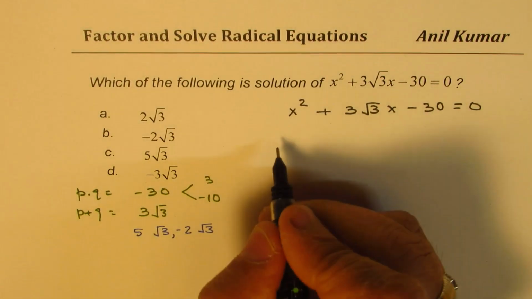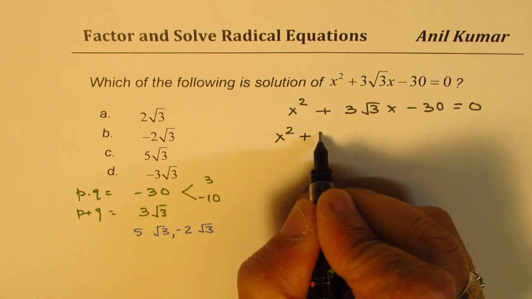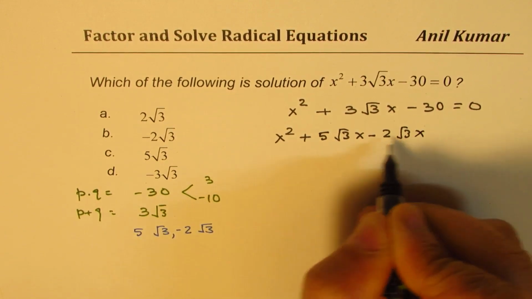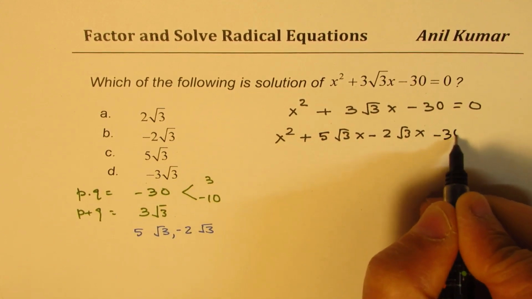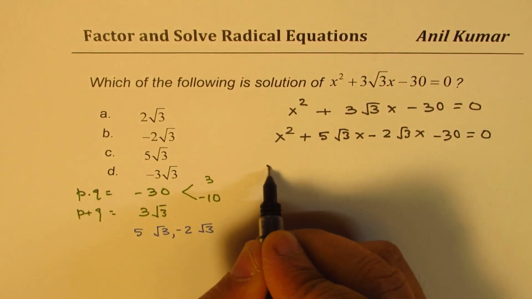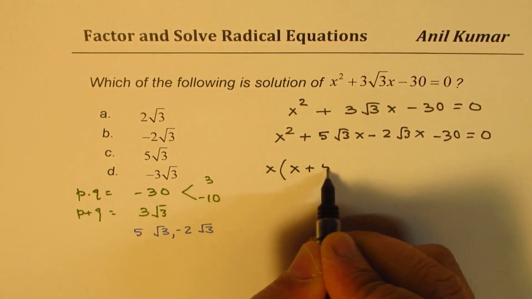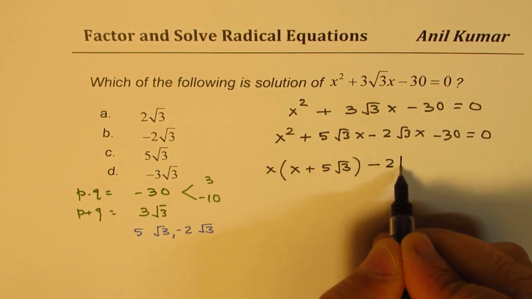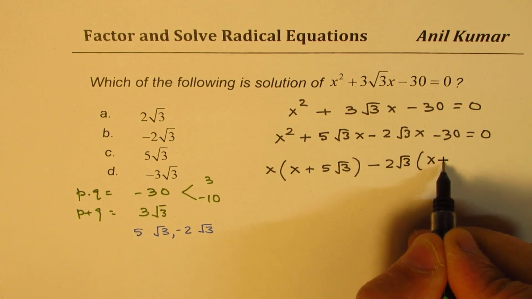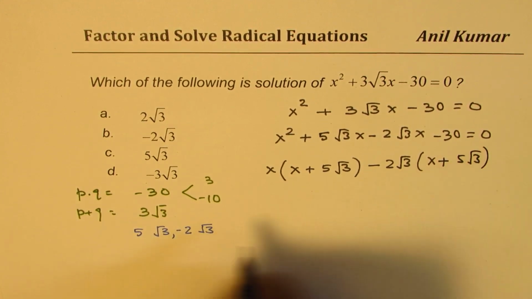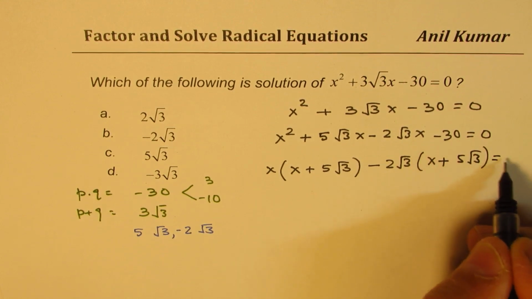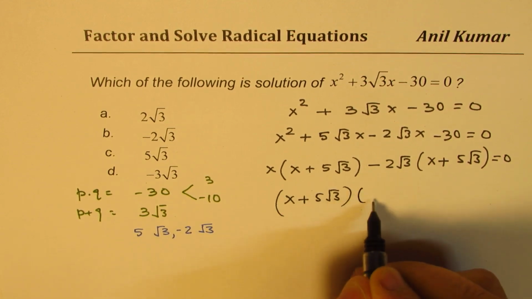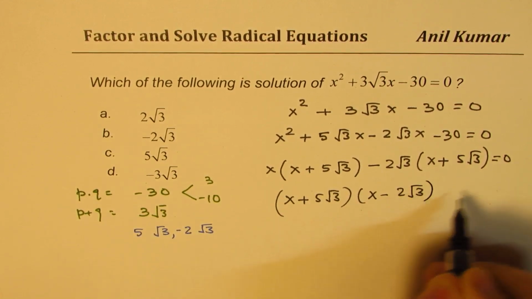So what we get here is x square plus 5 square root 3x minus 2 square root 3x. That is 3 square root 3x, right? Minus 30 equals to 0. In these two, x is common. So we get x plus 5 square root 3. And here we have to take the whole thing common, which is 2 square root 3. And we get x plus 5 square root 3. Since we know this product is minus 30, right? So that gives you x plus 5 square root 3 times x minus 2 square root 3 equals to 0.